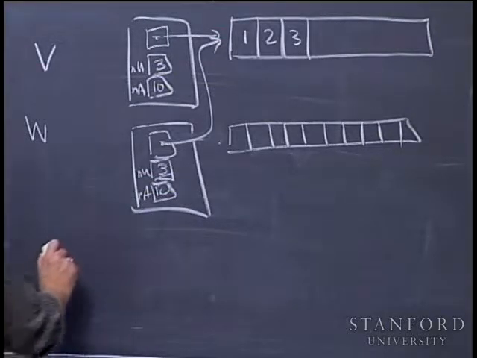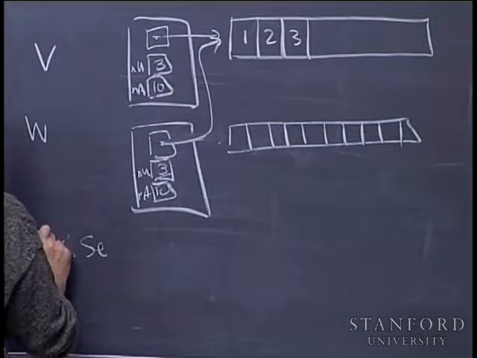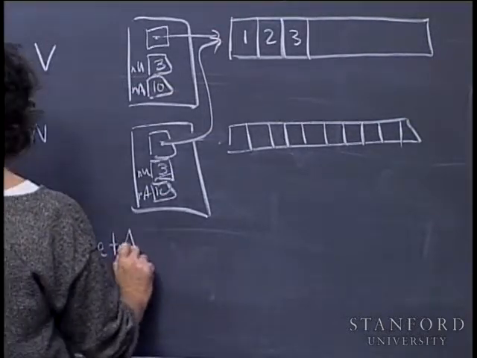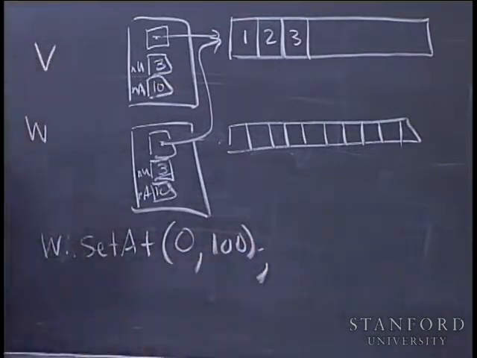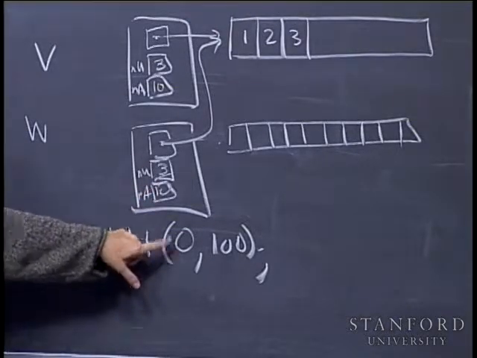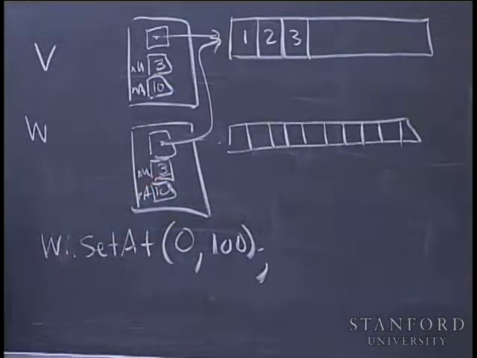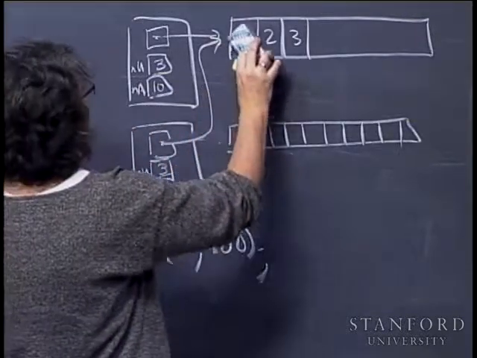So for example, if I do a V.set, well, let's do W for that matter. So I say W.set at index 0, the number 100. So W says, check and make sure that's in bounds. It says, oh yeah, the index 0 is greater than or equal to 0. It's less than my size. Okay, and this is go in and write 100 in there.